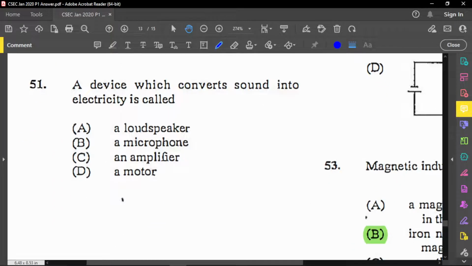51, a device which converts sound into electricity is called what?